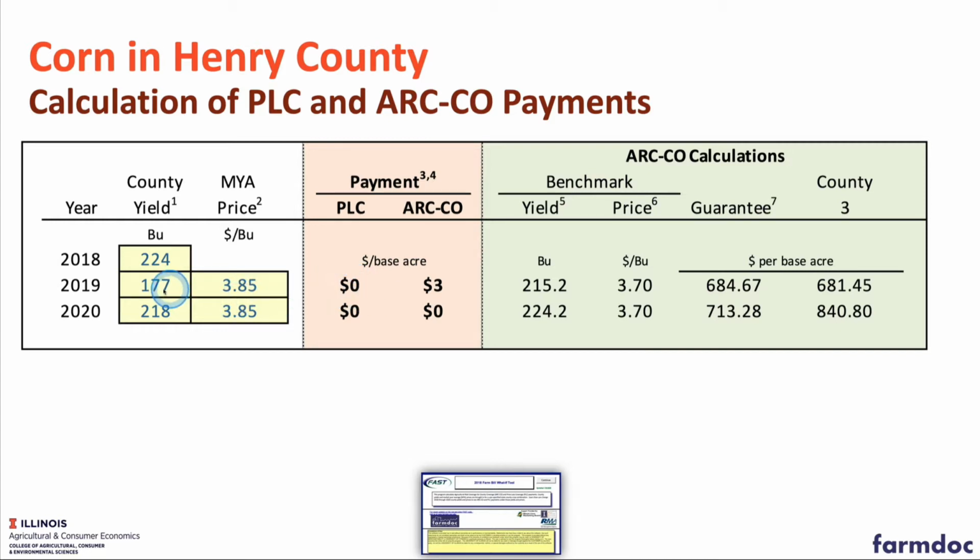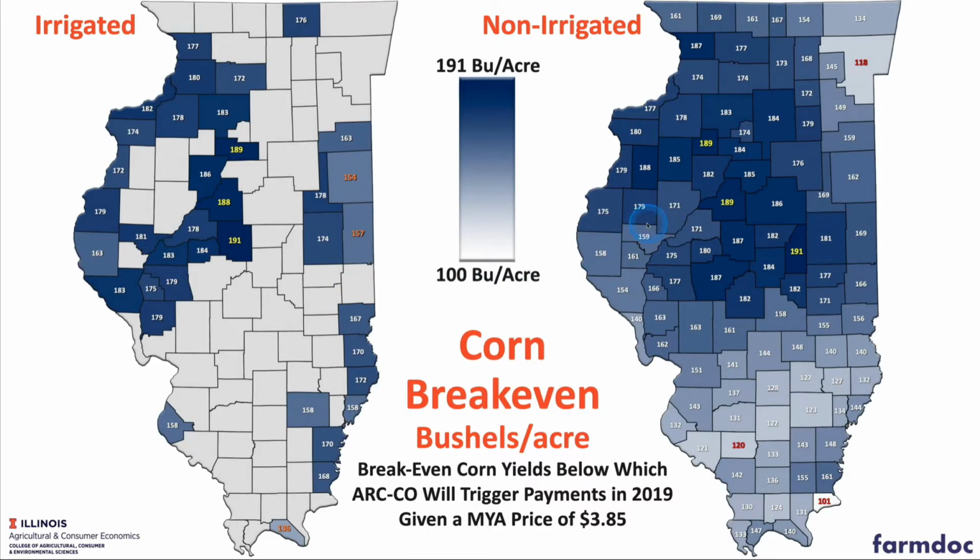So what we're going to do now is show you all those break-even yields across counties in Illinois. We did this for every county in Illinois, and here's the result. Basically, how low does your county yield have to come in to trigger an ARC County payment at the price we're expecting for 2019? McLean County would have to have a yield below 186. Champaign, 181. Going down here, I think this is Jefferson, 122. DeKalb would be 173.